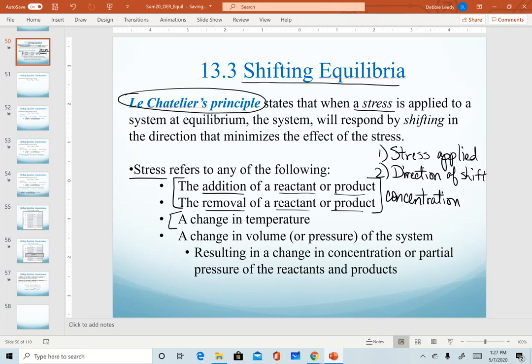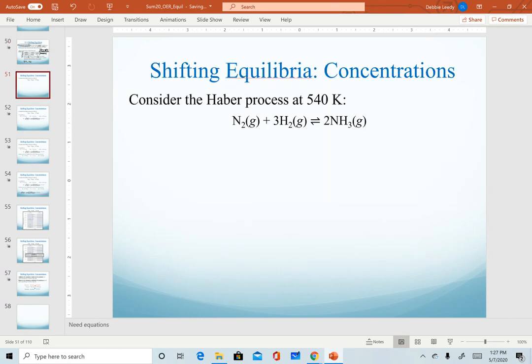We will discuss a change in temperature, and we will discuss a change in volume or pressure. And we'll talk about these together. Hopefully you remember from first semester that there is an inverse relationship with those, that as we increase the pressure on a system, the volume of the container will decrease. And there are a few other changes we'll discuss at the very end that are very minor.